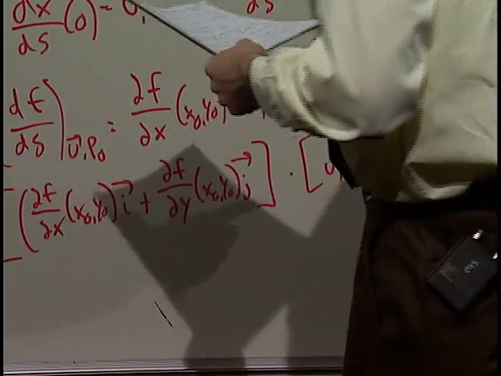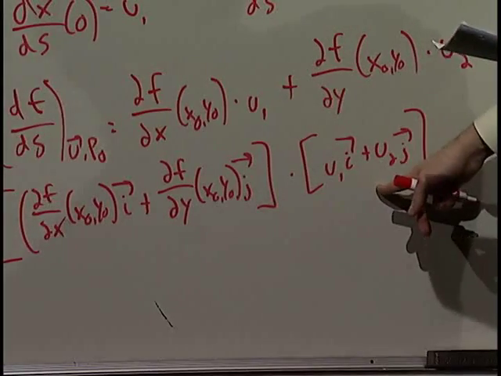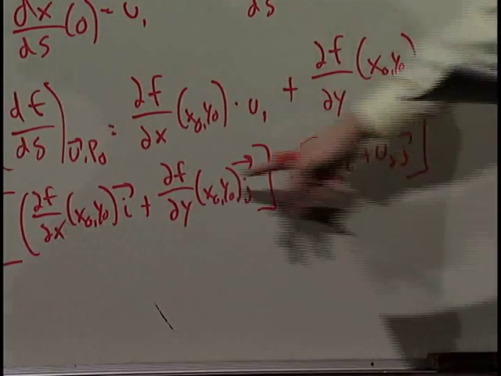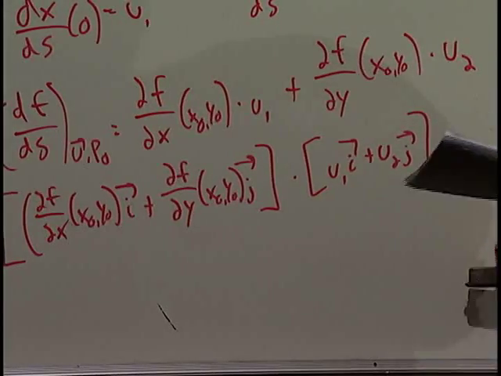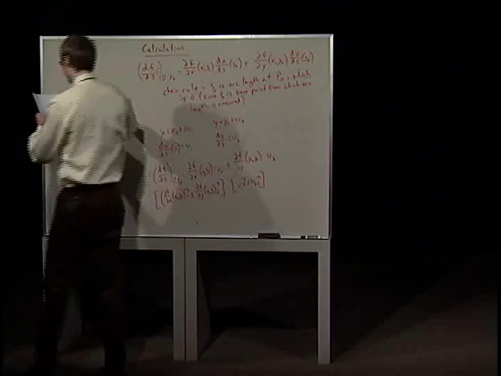with this, just like that. So this is just the vector u, the unit vector u. And what is this thing over here? Well, let me not erase this quite yet. Let me put the definition over here.